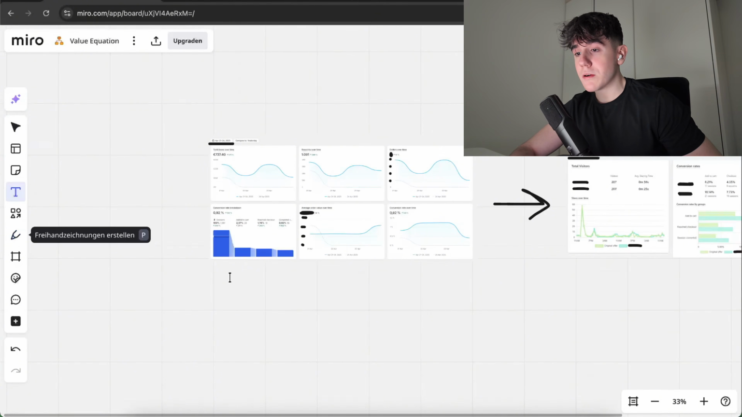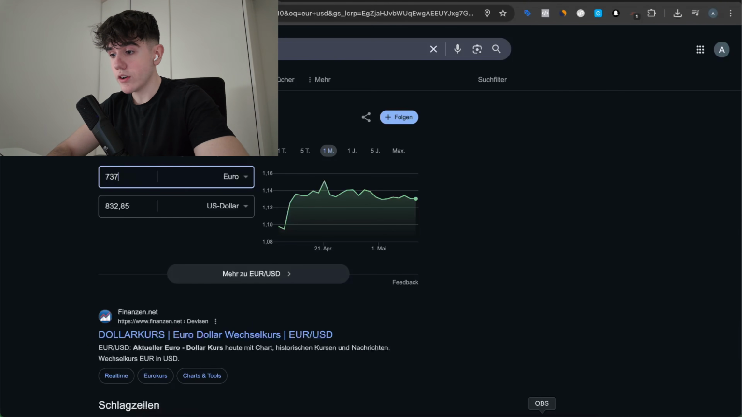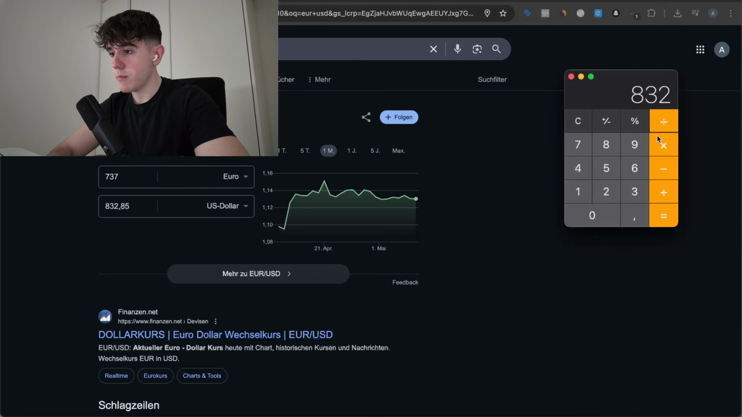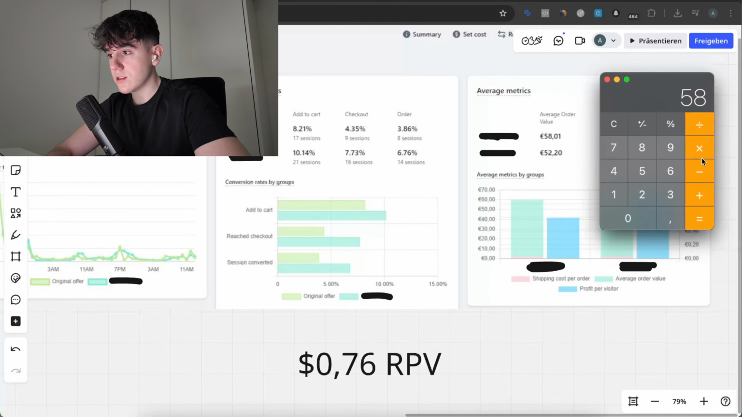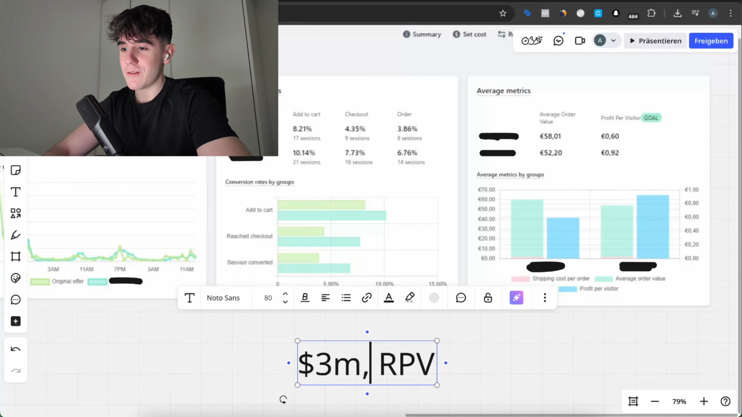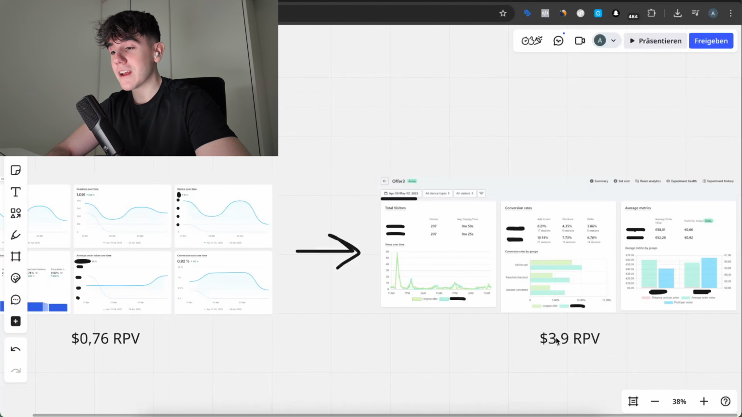So let's check out the revenue per visitors for each, right? Because that's the metric that actually matters at the end of the day. If we pull up the calculator, 737, so that's 832 euro dollars divided by 1,091, 76 cents per visitor. So this one is the winning offer right here, the bottom one, right? Average order value times the 6.76 conversion rate, that divided by 100 is a $3.9 revenue per visitor.